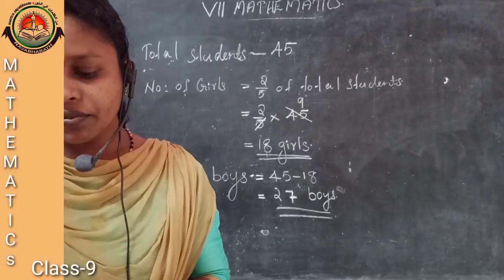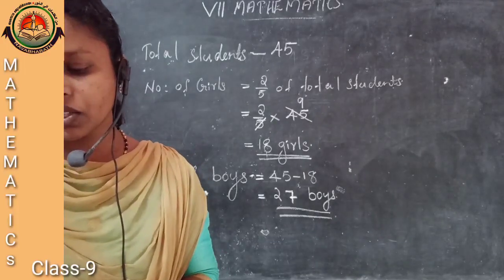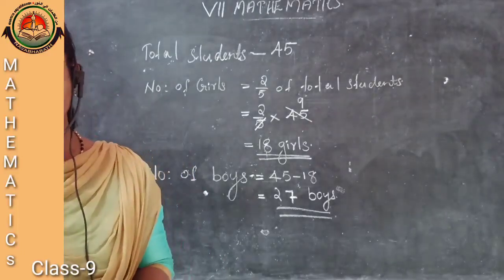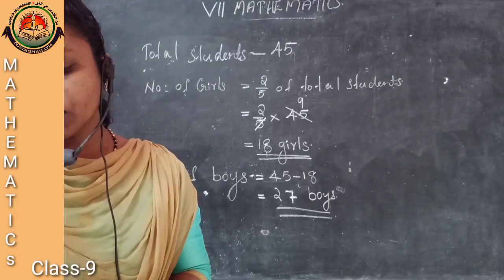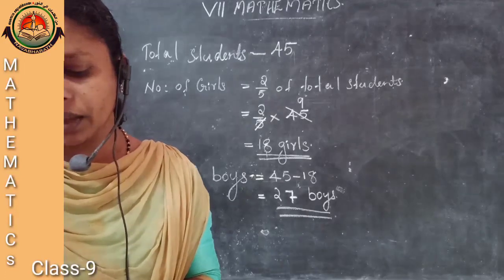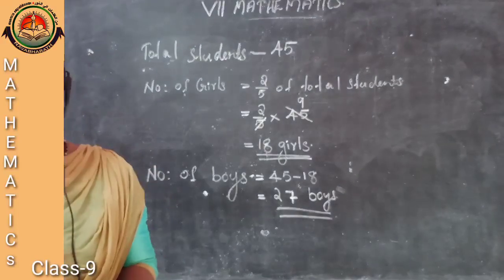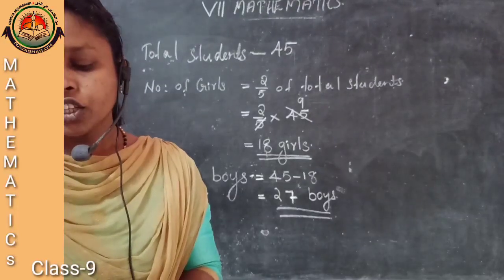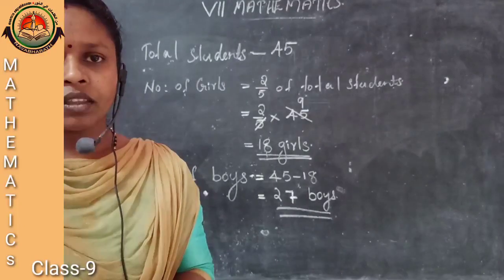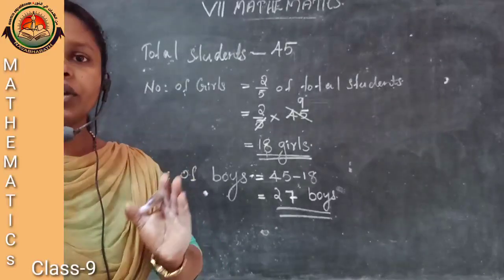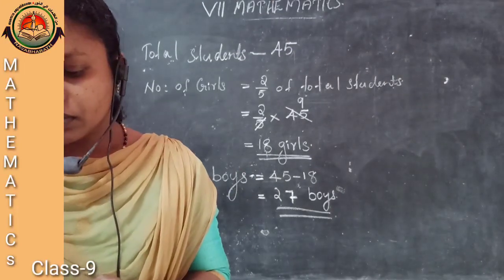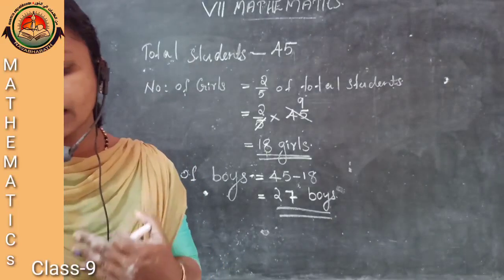Okay, 2 by 5 of an auditorium is filled with the students and the rest are teachers and parents. Of the students, 1 by 6 are girls. What fraction of auditorium is filled with girl students? Listen, 2 by 5 of the auditorium is filled with students, and the rest are teachers and parents.